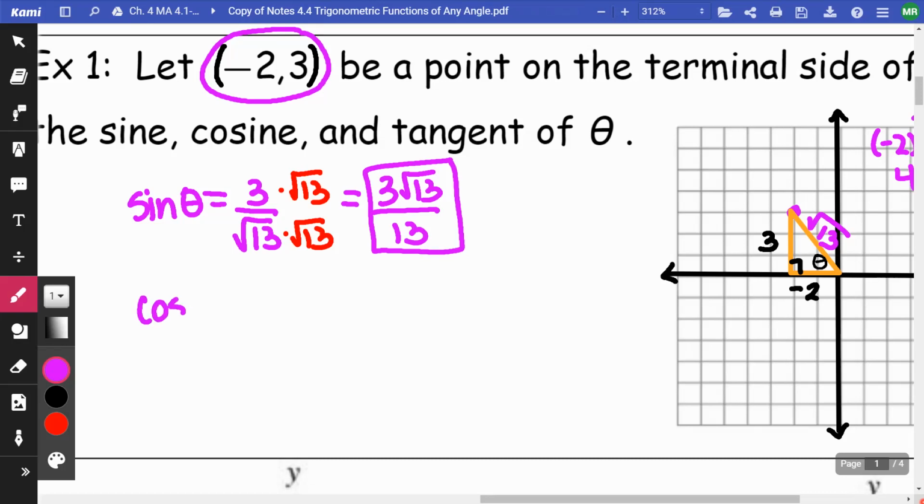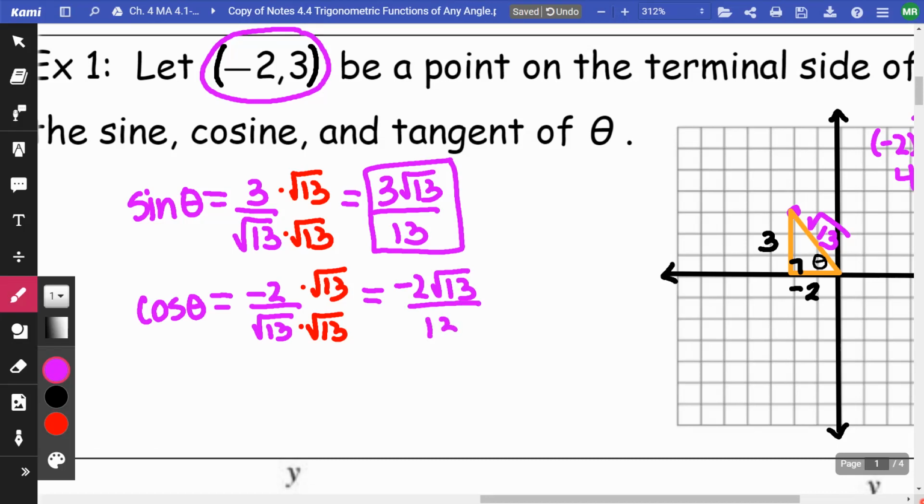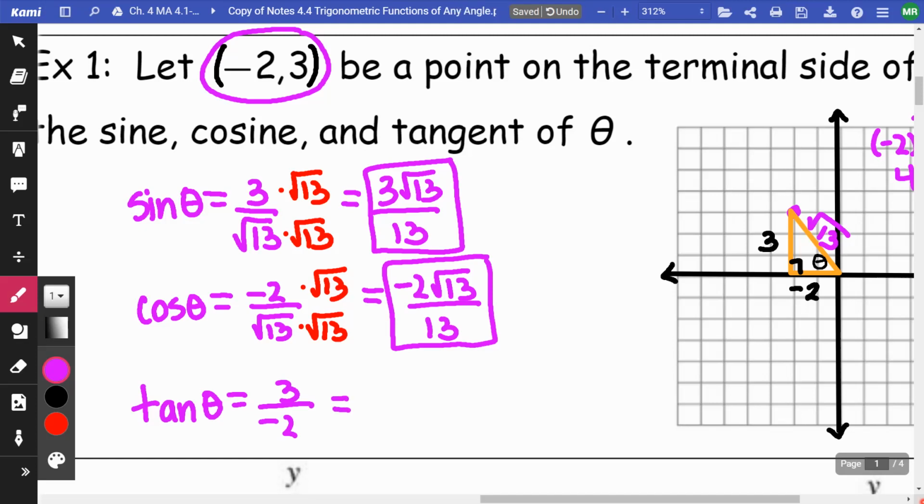Now, my cosine of that angle is going to be adjacent, which is -2, over hypotenuse, which is root 13. Again, multiplying top and bottom by root 13 to rationalize it, I end up with -2 root 13 over 13 as my cosine of that angle. And tangent of theta is going to be opposite, which is 3, over adjacent, which is -2. So really you can think of it as -3/2. The whole fraction is negative, -3/2, and that's my answer.